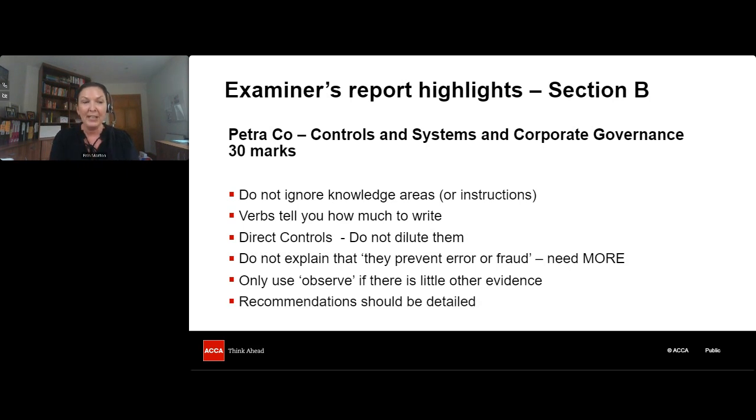And then finally, recommendations should be detailed. So making sure that you are writing enough and you're explaining it as clearly as possible.